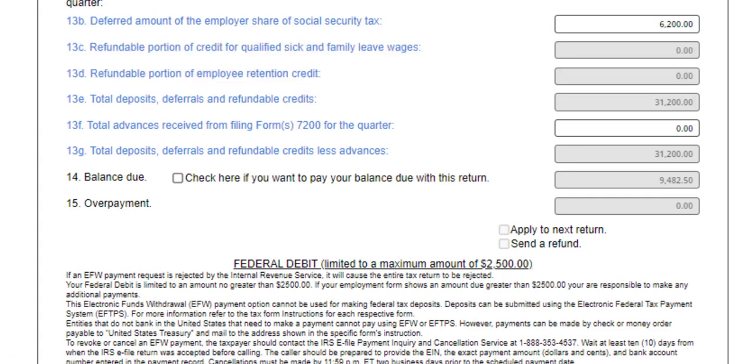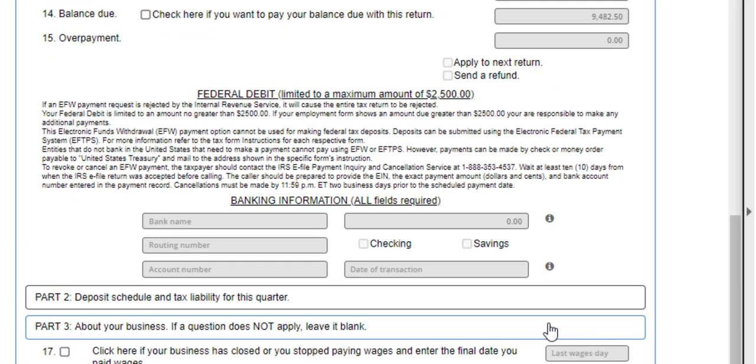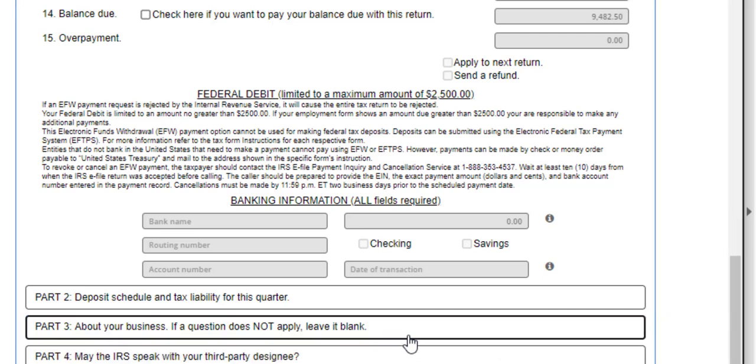Under different facts, if there was a balance due, you could just click this button to activate the banking fields. Then, just add your banking information and pay the balance together with e-filing the return, up to the maximum amount allowable of $2,500. The IRS will subsequently debit your account. Caution: if the payment is rejected by the IRS, for example, because an incorrect routing number was used, it will cause the entire return to be rejected.